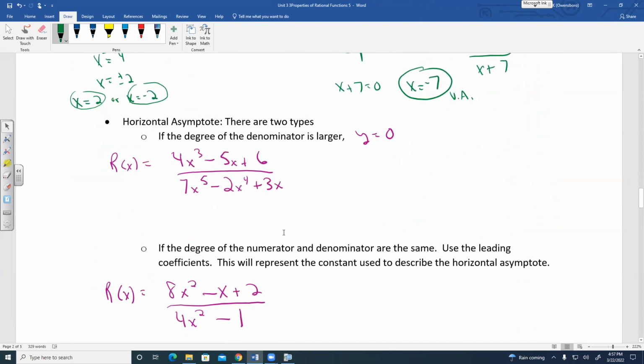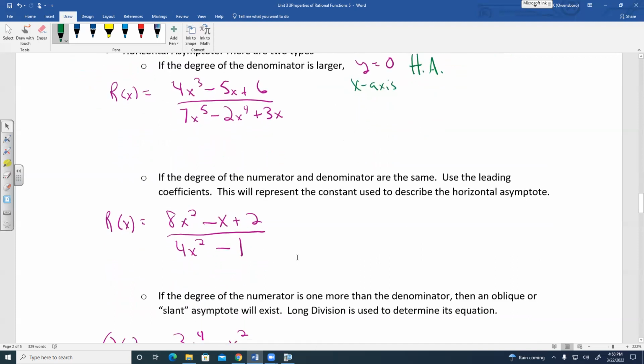The next thing we get into is what we call horizontal asymptotes. There are two types of these. To find them, we look at the degrees of the numerator and denominator. Notice how the degree of the numerator is 3 and the degree of the denominator is 5. If the degree of the denominator is larger, our horizontal asymptote is going to be y equals 0. A lot of times we will use HA for horizontal asymptote. So y equals 0 represents the horizontal asymptote. In other words, that's going to be the x-axis, the boundary line.